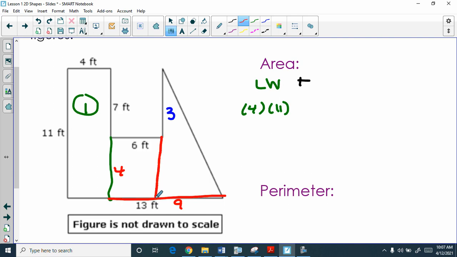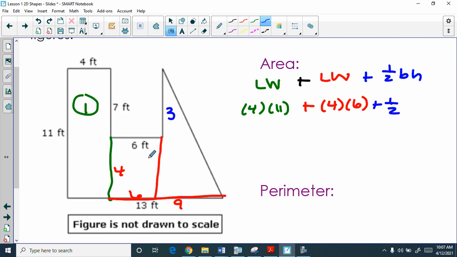So if I draw this line down here, I know this piece is 6, so I've got another length times width, which would be 4 times 6. And then for that last piece, I'm going to use a triangle, 1/2 base times height. Okay, so if we know that this was 6, this was 4, that's 10. So this bottom piece here is going to be 3.